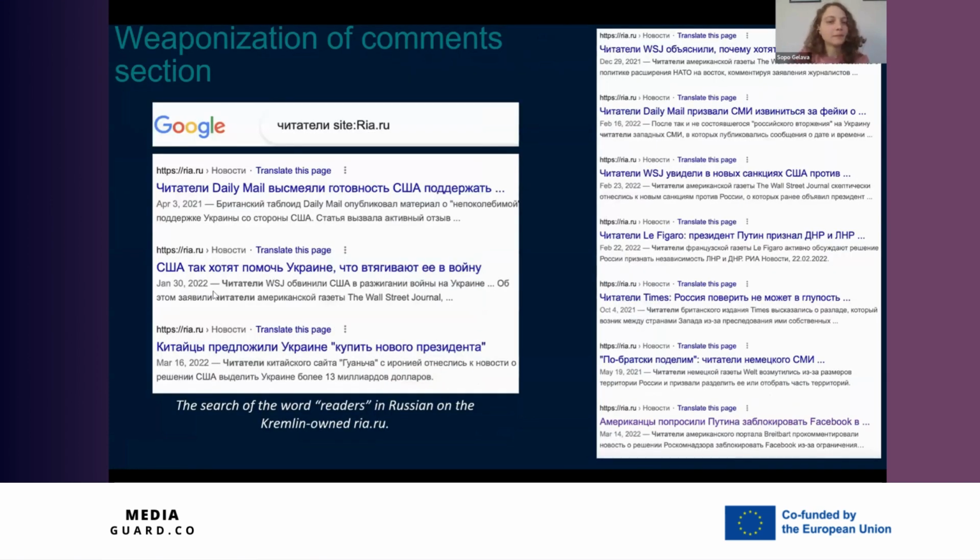One of the tools is also the weaponization of the comment section. On the left side, you see a very funny screen. This is how you can identify these comments. If you take the Russian keyword for readers, читатели, and then use the formula of searching on a specific website, for example Sputnik or RIA or whatever. In this case, we have an example of the comment section on the RIA website. This is the comment section under the article itself.